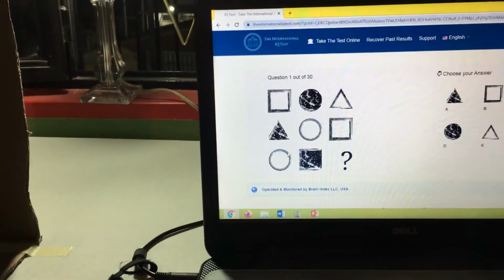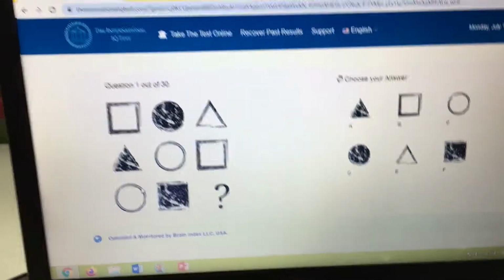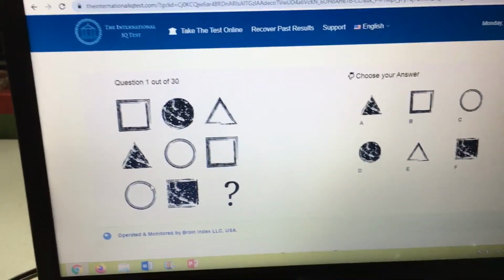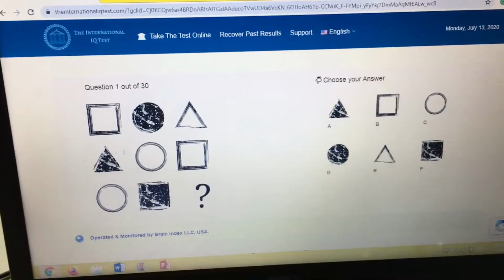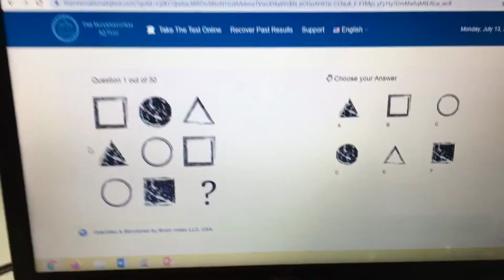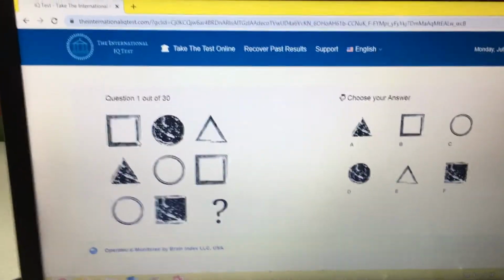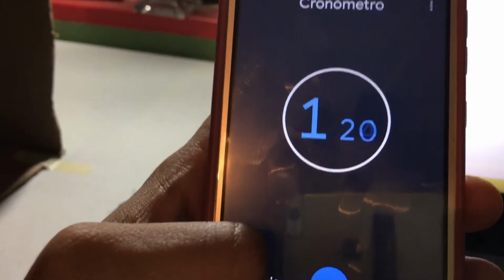All right, so we're gonna begin in the count of three. One, two, three. All right, so this is the first question. I'm just gonna show you the first question so you guys can understand a little bit better of what this consists of. Oh, and the time. I forgot about the time. Let's begin.